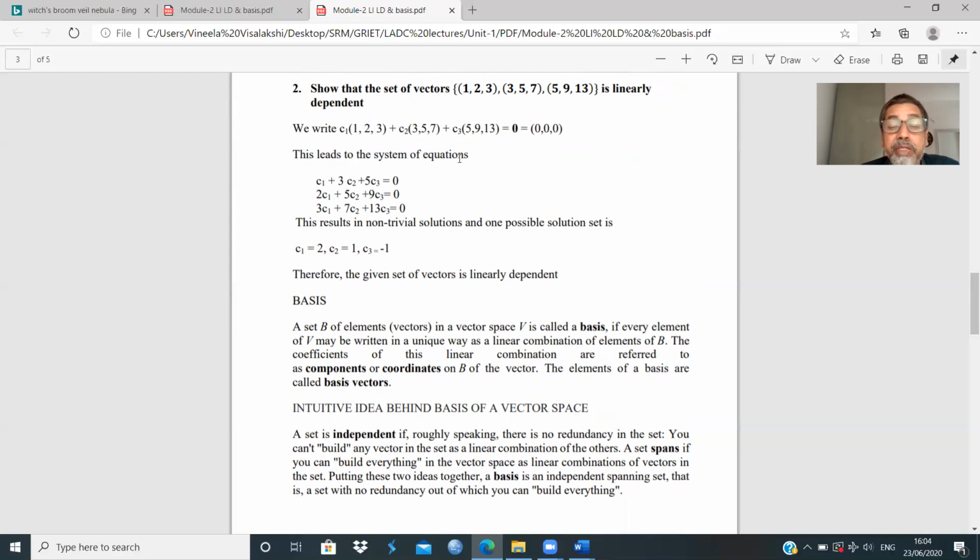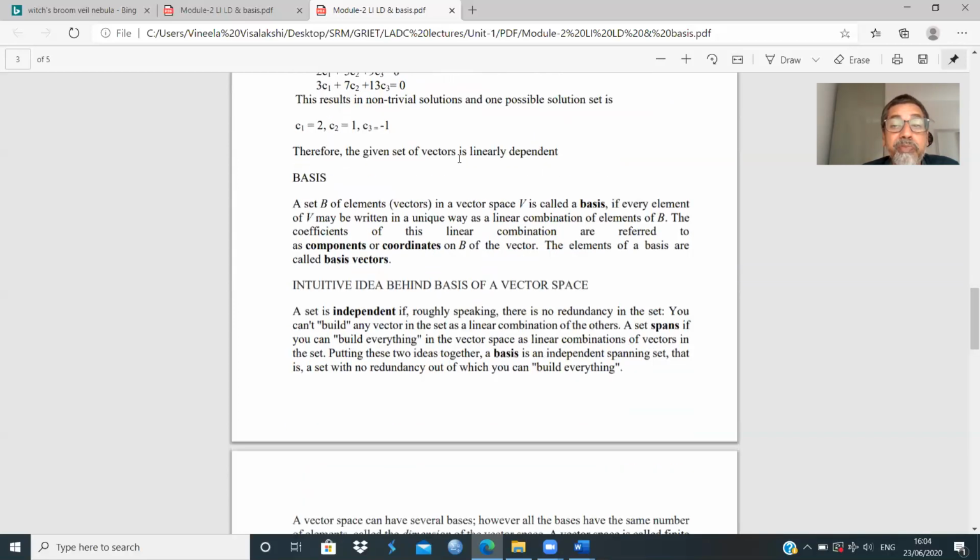Once having covered linear independence, linear dependence, and span, there comes the very important concept of basis of a vector space. A set B of elements in a vector space is called a basis if it not only spans the space, but all the vectors of this set B are linearly independent. So a basis is a subset of a vector space which has two characteristics. One, it should span the space. Number two, all the vectors inside this subset are linearly independent.